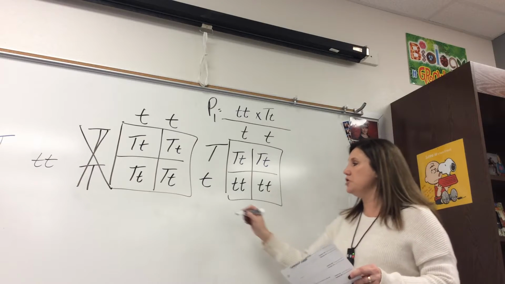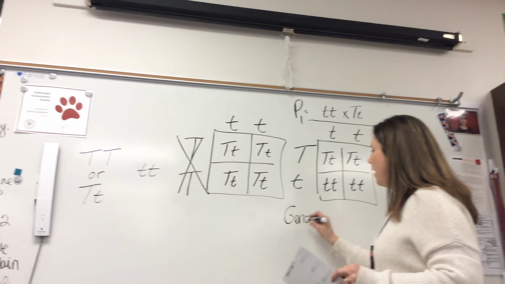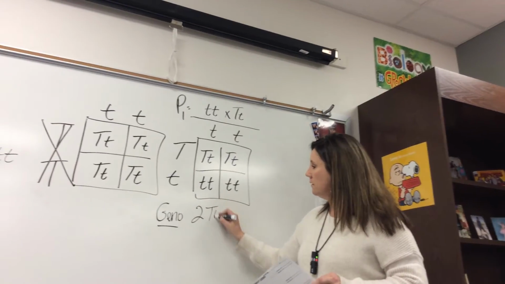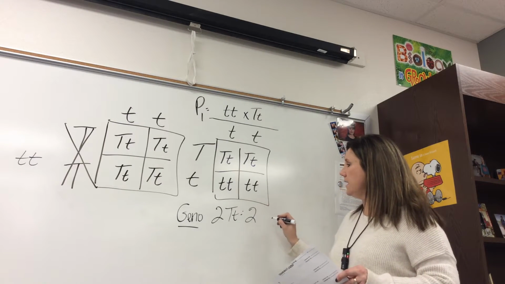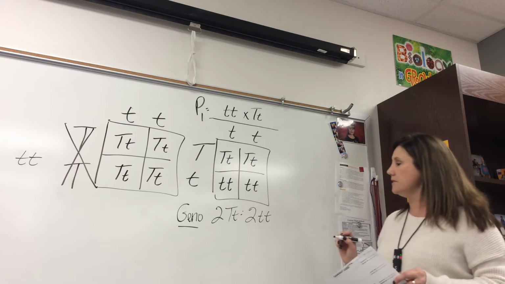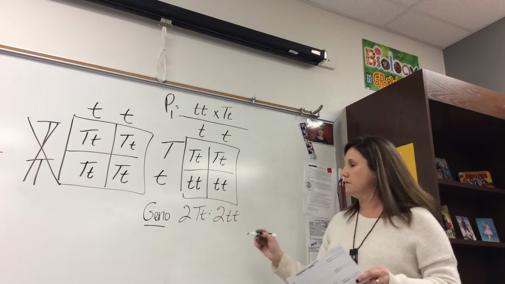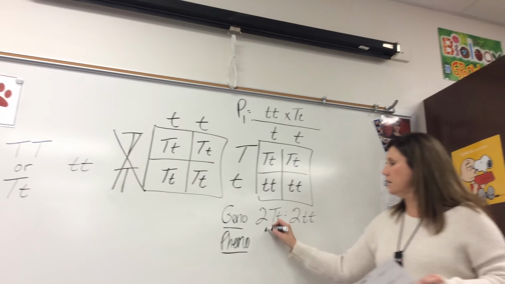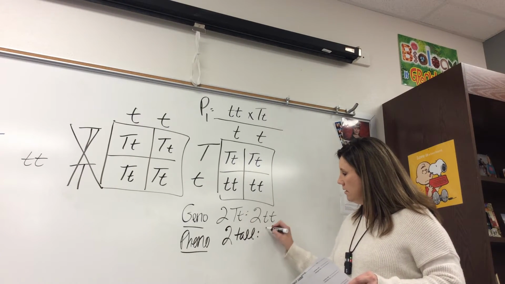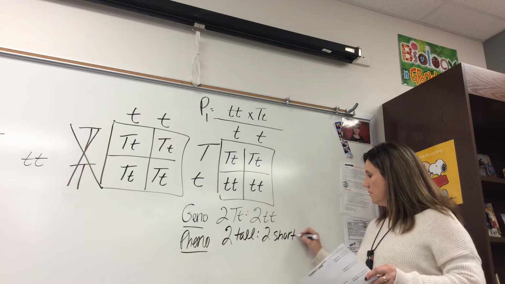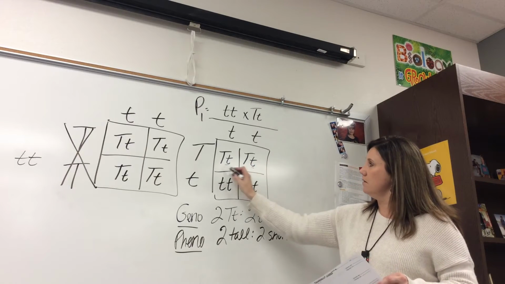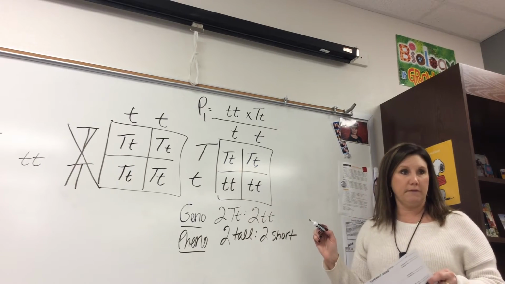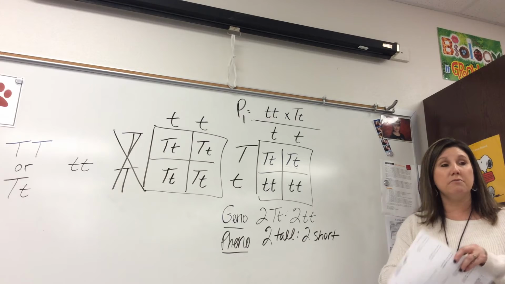Okay? Now, what about the genotypes of the offspring? 2 big T little t to 2 little t little t. Good. 2 big T little t to 2 little t little t are the genotypes of the babies. And what are the phenotypes? 2 tall, 2 short. Good. 2 tall, 2 short. These two are tall because they have a big T. These two are short because they don't. 50-50. Okay? That's how you do 9 and 10.